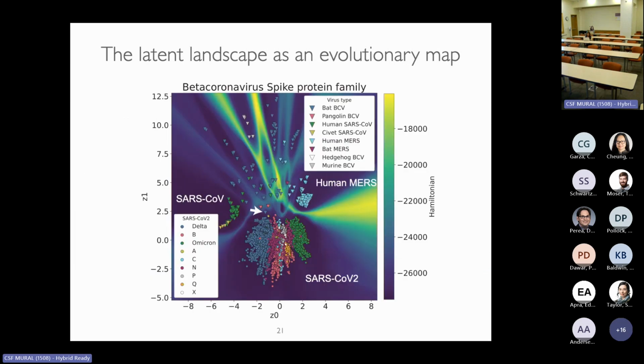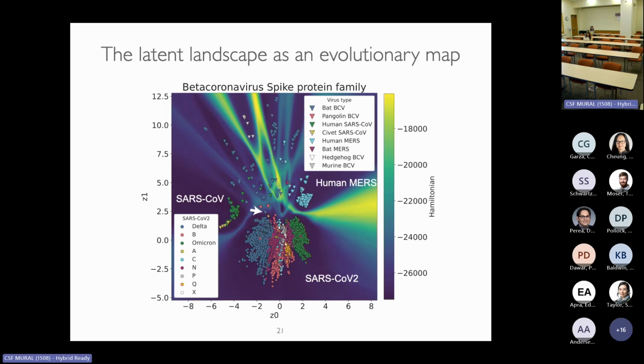Okay, and let me just finish by showing you an example of coronavirus, where we did this with the spike protein, and we show very clear separations between the sequences of SARS, human MERS, SARS-CoV-2, and then right in the middle, we have this bat coronavirus sequence that some people believe could be the link between the human version and the animal version. And it's just there, crossing the barrier, getting into this region of SARS-CoV-2.